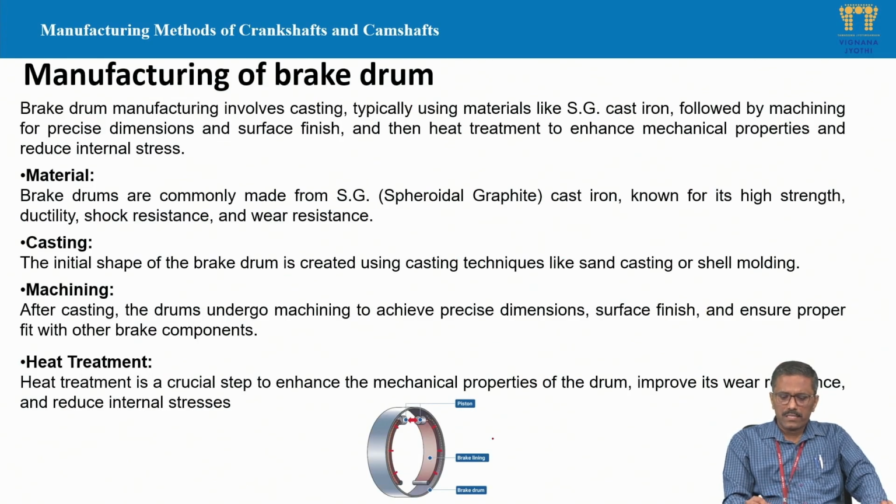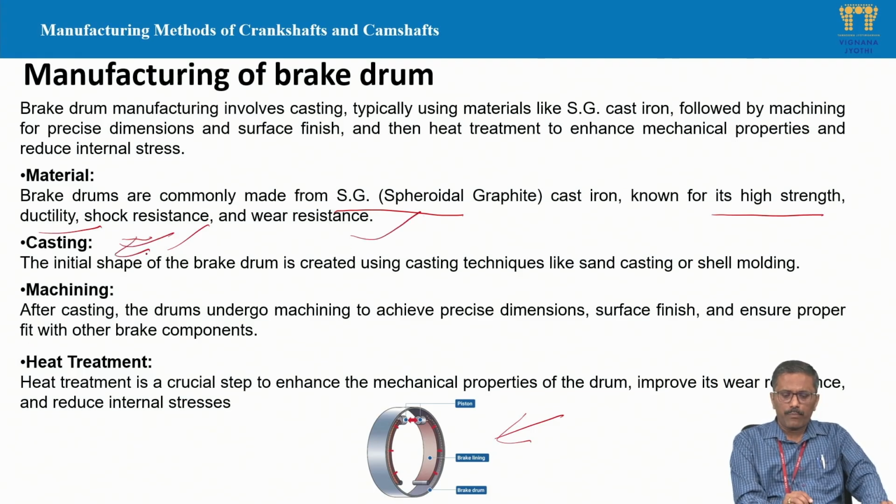And the next component is the drum brake. For the drum brake, mostly we use spheroidal grey cast iron material, and it has high strength and ductility, and it is able to withstand shock and has wear resistance. And mostly we use casting as the process to make the brake drum, especially shell casting or sand casting.